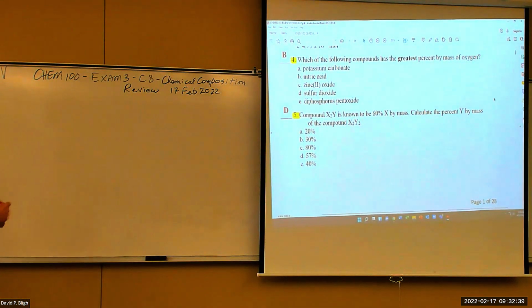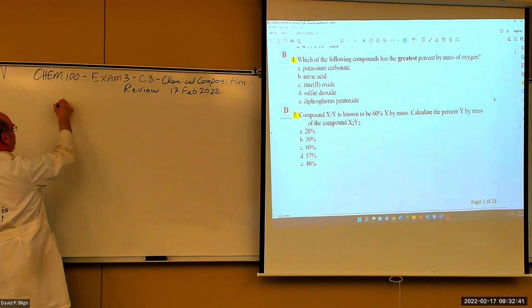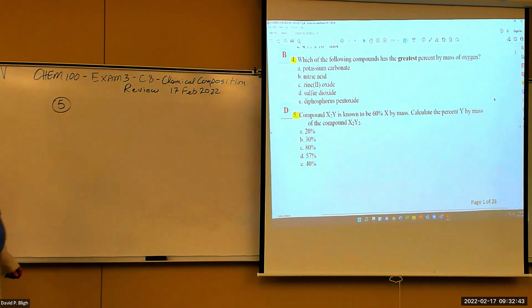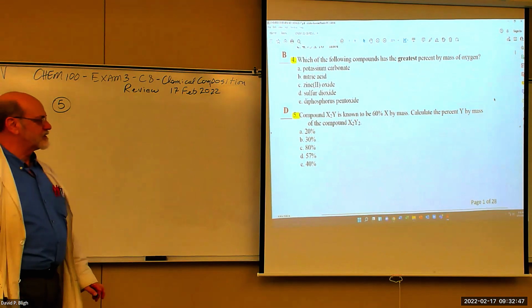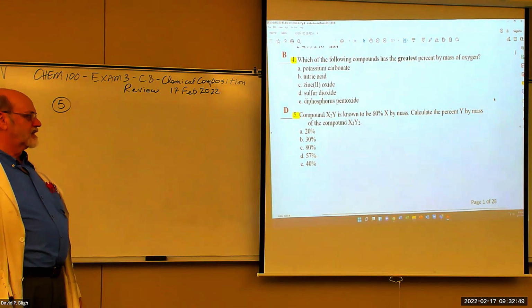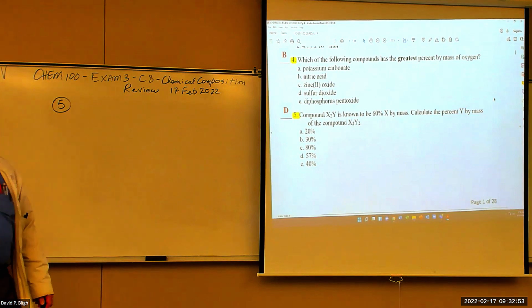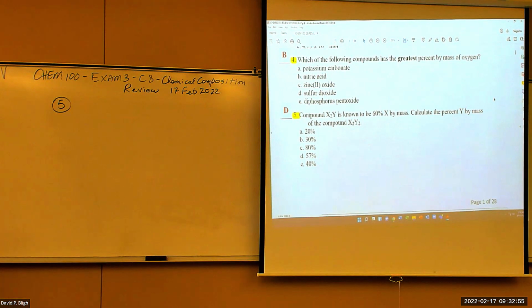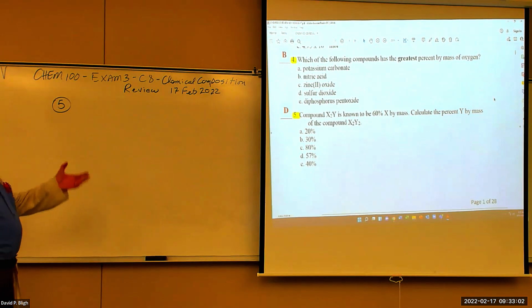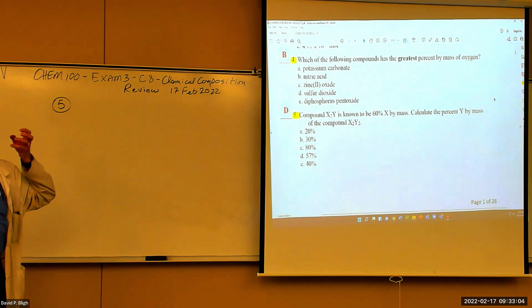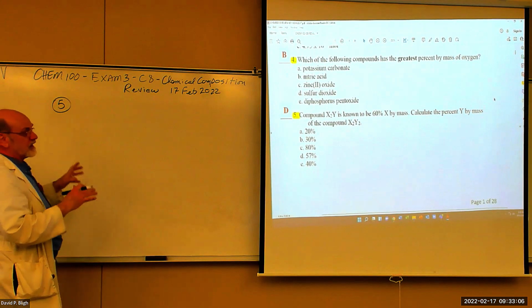Okay, 5. All right, compound X2Y is known to be 60% X. Calculate the percent Y by mass for X2Y2. Okay. That looks like a real hair puller, but it's not, if you extract the information so that you know what you're dealing with.